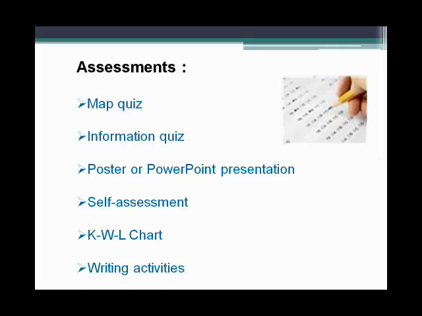You will be participating in many different assessments during this unit, and I'll discuss each of these assessments in more detail as we work through the unit and get closer to each assessment. One thing that you will do is take a map quiz. On the map quiz, you will be required to locate the 6 Native American tribes in their geographical regions. You will also take an information quiz to see how many different sources of information you can list.